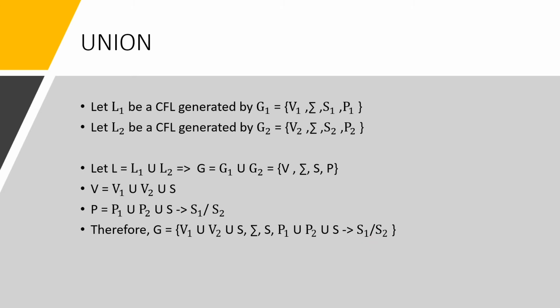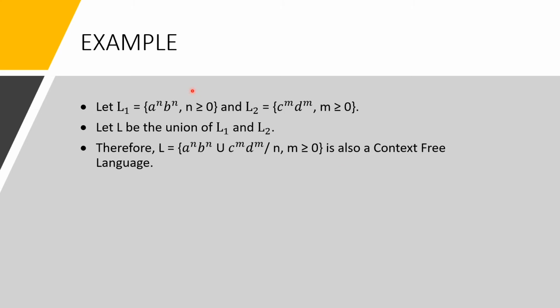Let's see an example. Let L1 be a power n and b power n, where n is greater than or equal to 0, and L2 be c power m and d power m, where m is greater than or equal to 0. Let L be the union of L1 and L2. Therefore, L equal to a power n b power n union c power m d power m, where n and m are greater than or equal to 0, is also a context-free language. Now we will see the proof for concatenation.